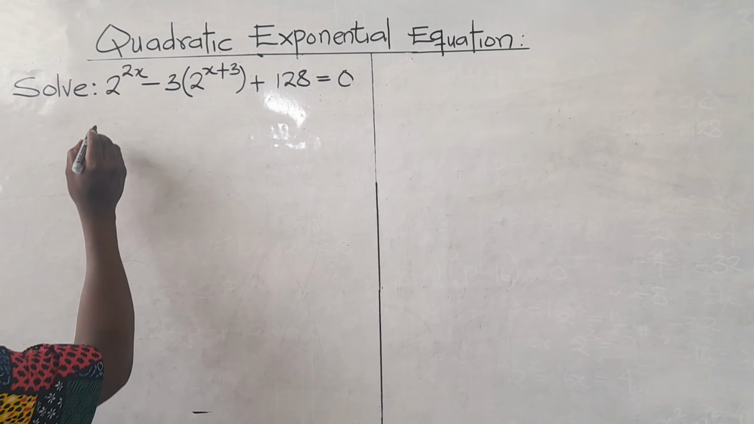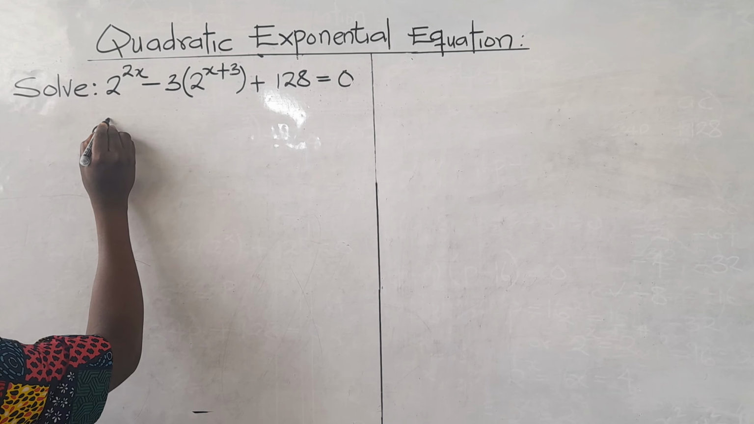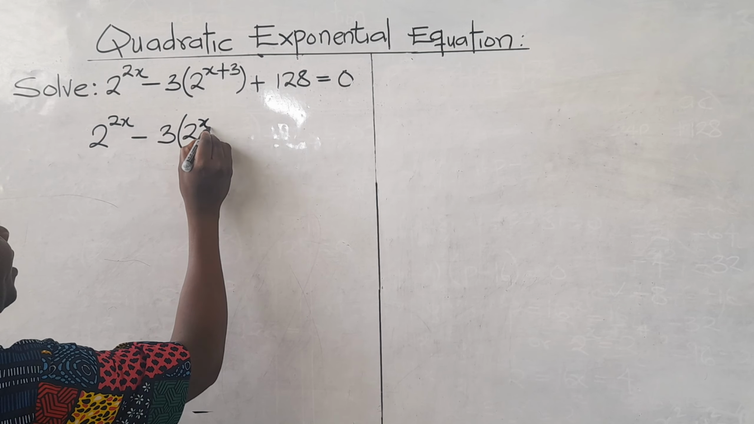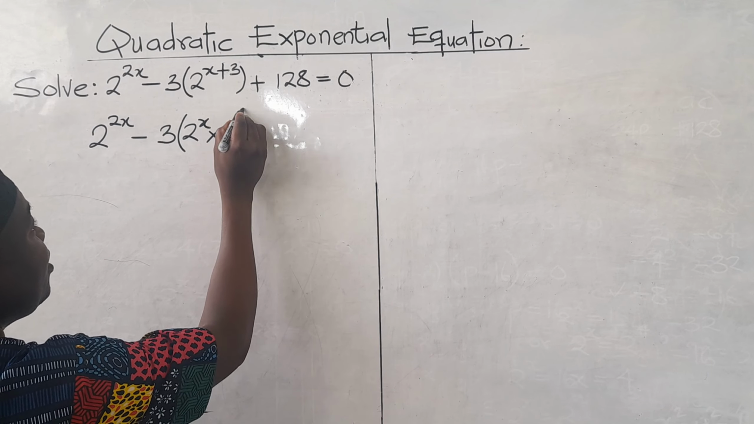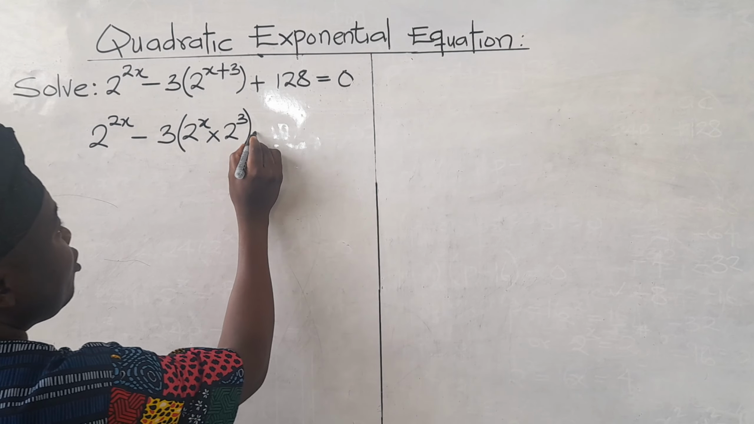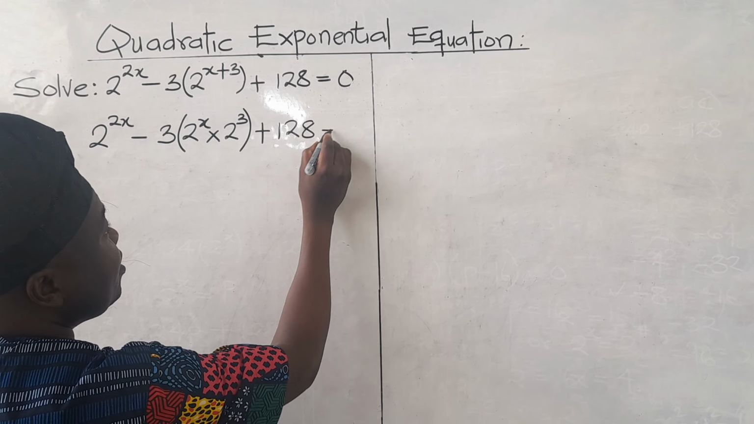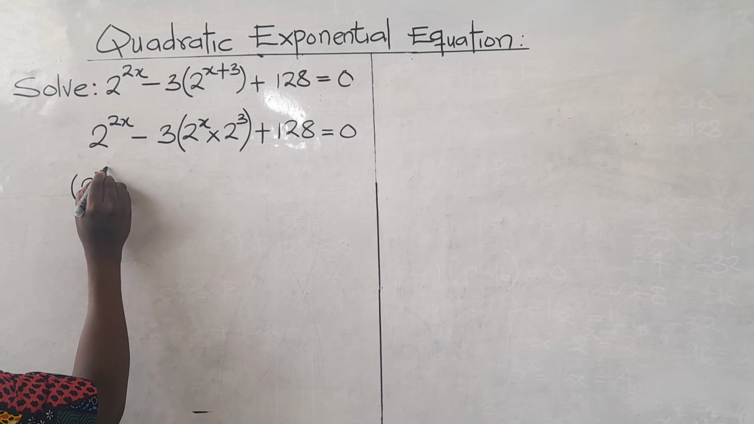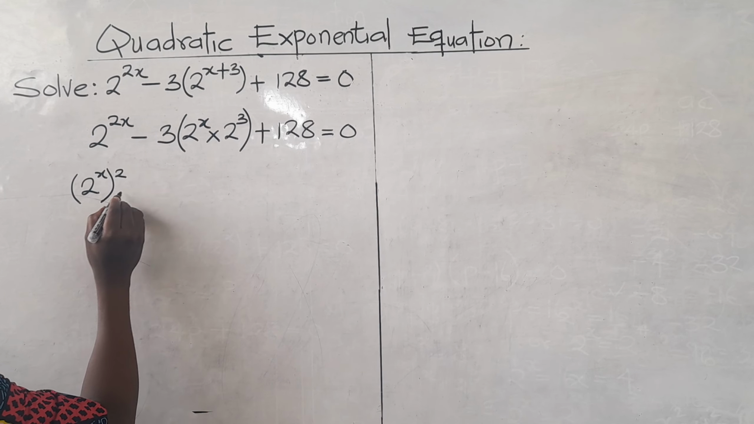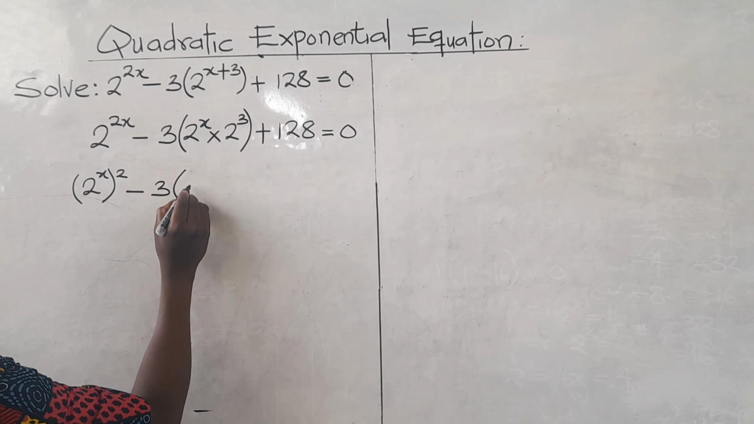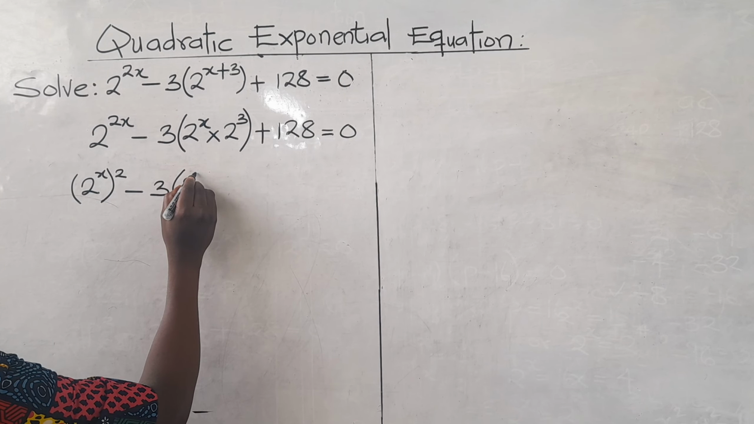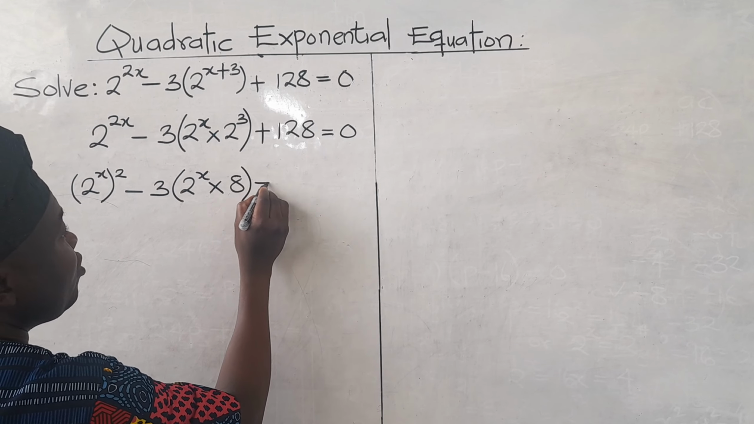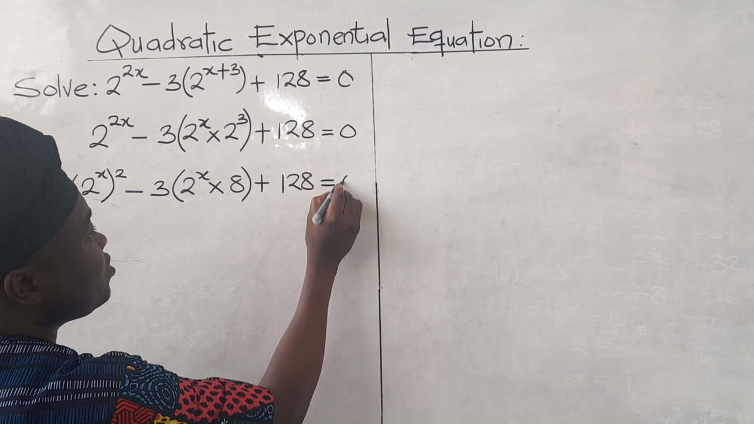Let's go. This is the same as 2 to the power 2x minus 3 bracket 2 to the power x times 2 to the power 3. Remember from the laws of indices, plus 128, equal to 0. Next, we have 2 to the power x and 2 outside. Remember another law of indices: minus 3 bracket 2 to the power x times 8 plus 128 equal to 0.